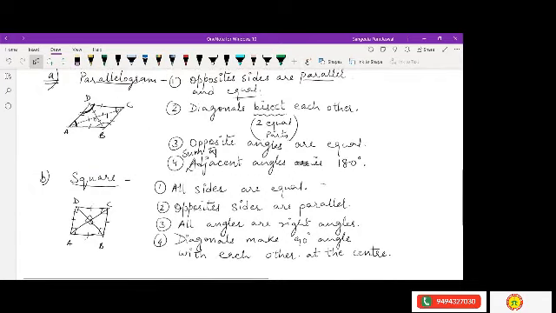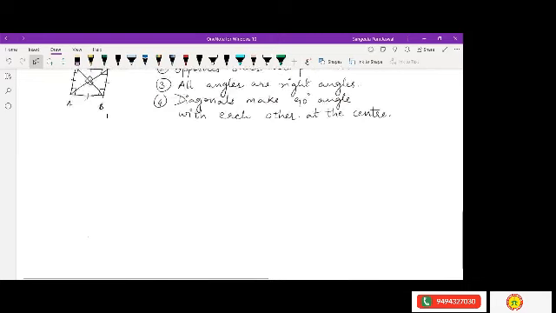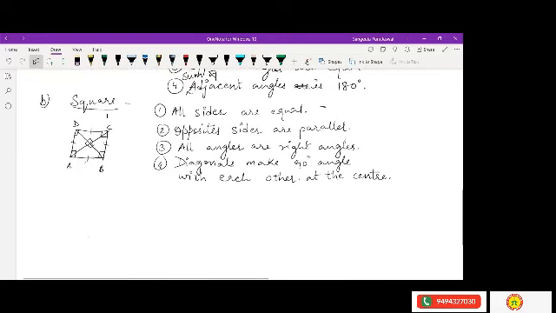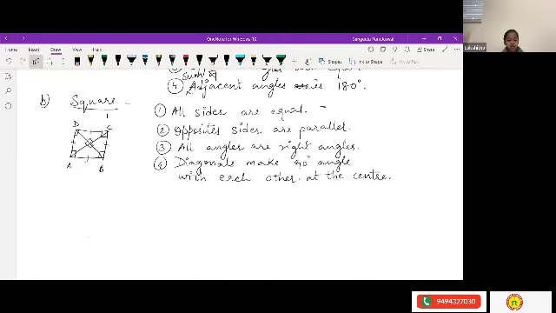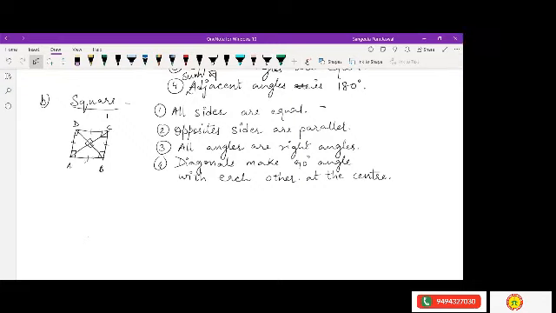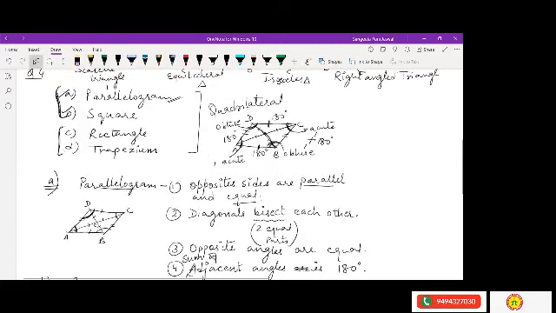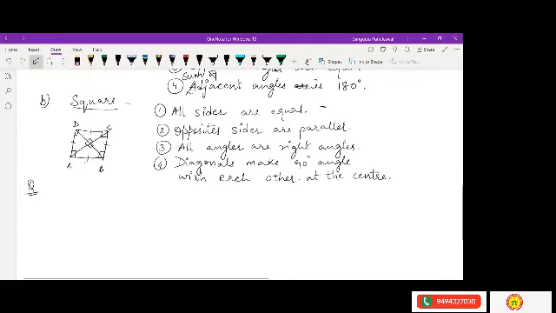Now I want to know, have you written this? Yes, ma'am. Shall I scroll down? Bhavesh? Yes, ma'am. Okay. So we'll discuss rectangle and trapezium in tomorrow's class. We won't take all properties in one day. So first you be thorough with these two figures, then we'll take up the rest.